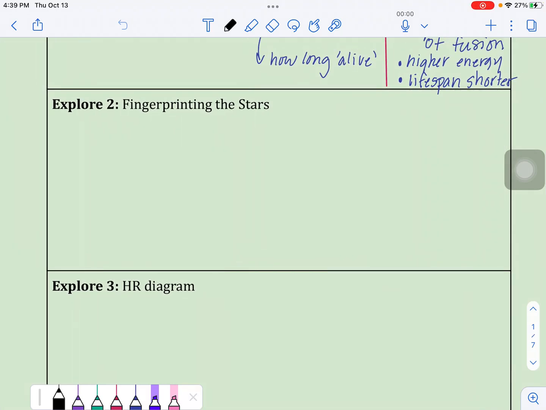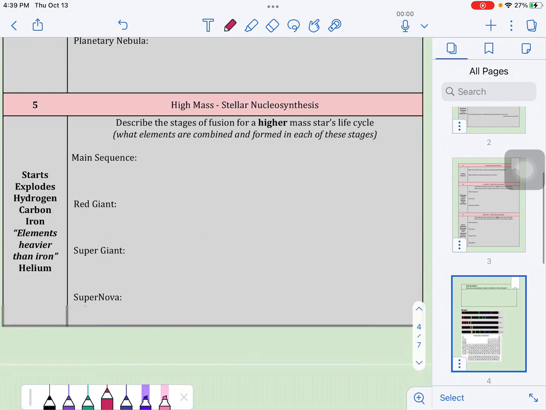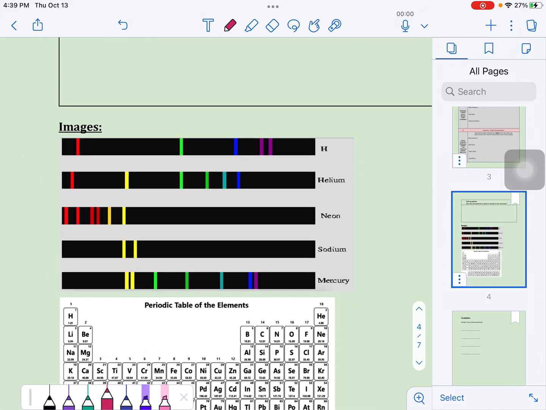So for our Explore number 2, debriefing our idea of fingerprinting the stars, let's just start with this. We've talked about it a few times now, but why are we comparing these spectra of stars to fingerprints? And remember, what these spectra are is the colored lines or the colored wavelengths coming from those elements and stars that are emitting energy. So you actually have one down here towards the bottom. This is some spectra, right? So these are the colored lines showing the wavelengths of energy coming from each element or each star.